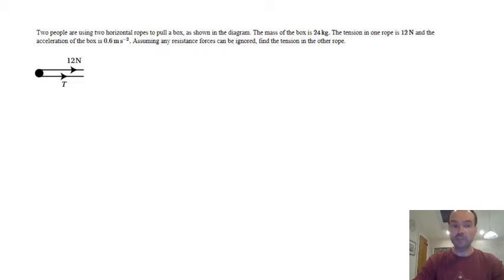So two people using horizontal ropes to pull a box as shown in the diagram. Can I point out the diagram doesn't say whether we're looking down on something or across at something, so I am not going to add a weight and a normal reaction, because there's nothing to tell us which view it is. I'm not adding them because they're not relevant, and I don't know where I would add them anyway.